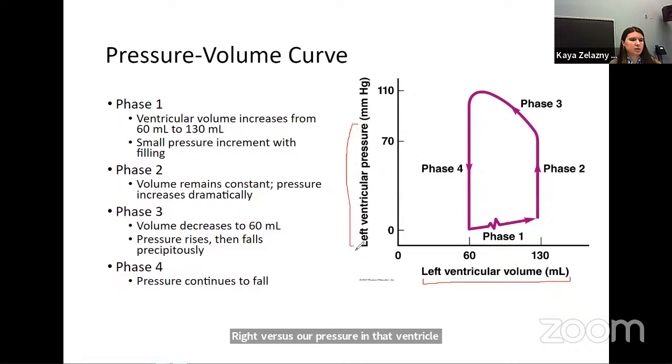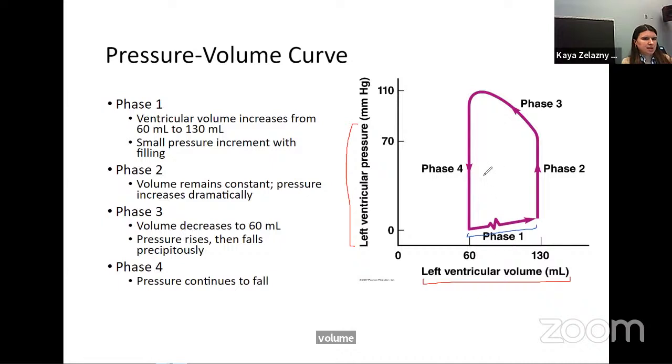So pressure is important because that pressure in the left ventricle is what opens our aortic semilunar valve when we have high enough pressure to overcome any pressure in the aorta. Okay? So we care about our pressures. During this first phase of the cardiac cycle, our ventricular filling, we're going to see that our volume is increasing. Then we are seeing a small rise in pressure, but not very much.